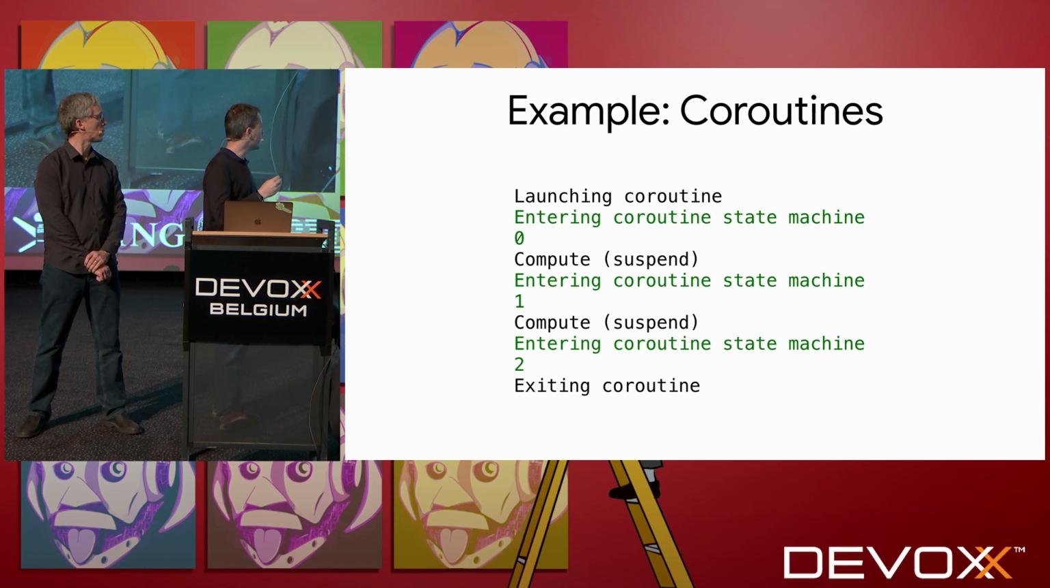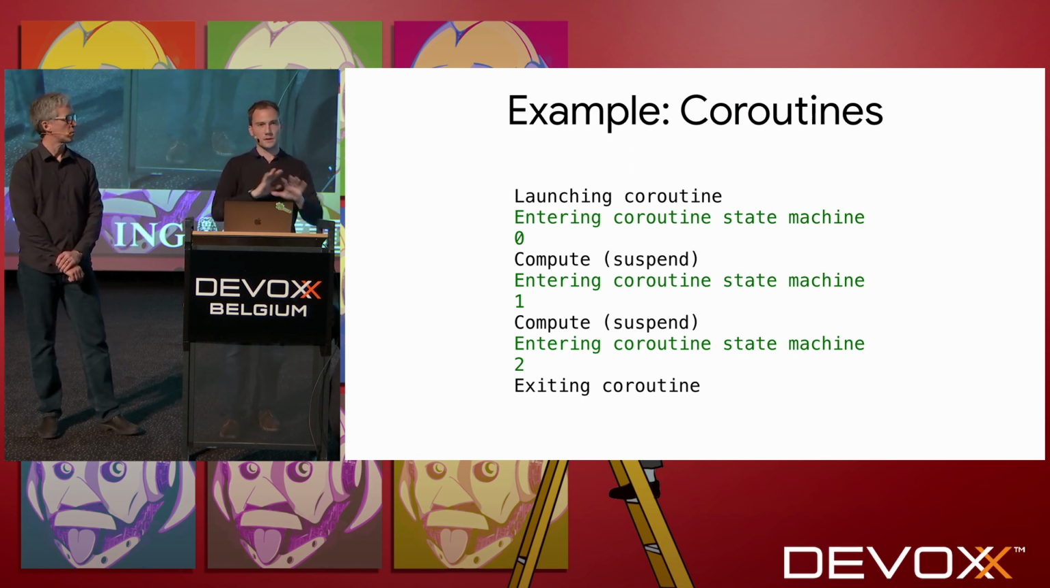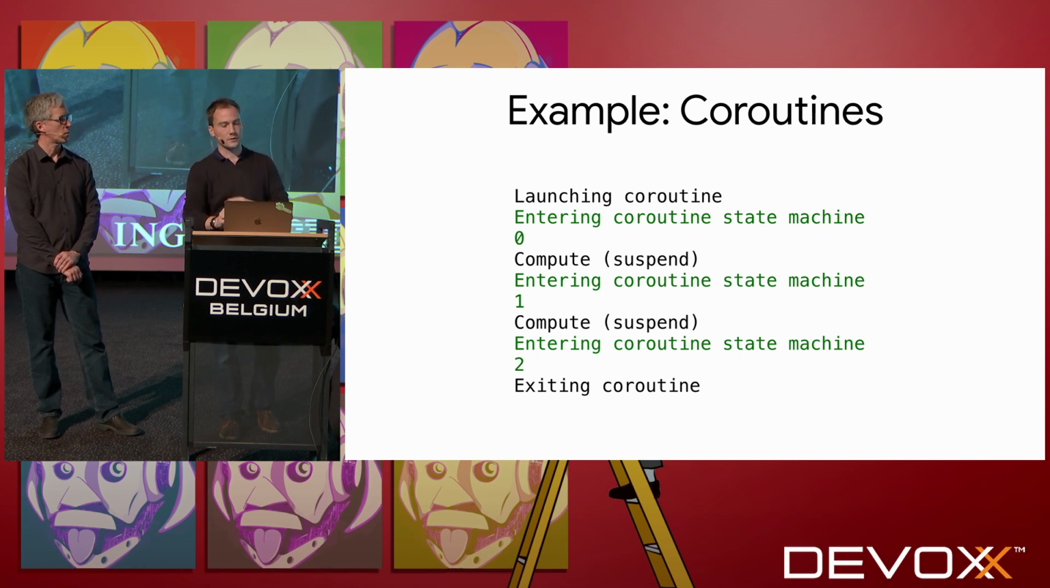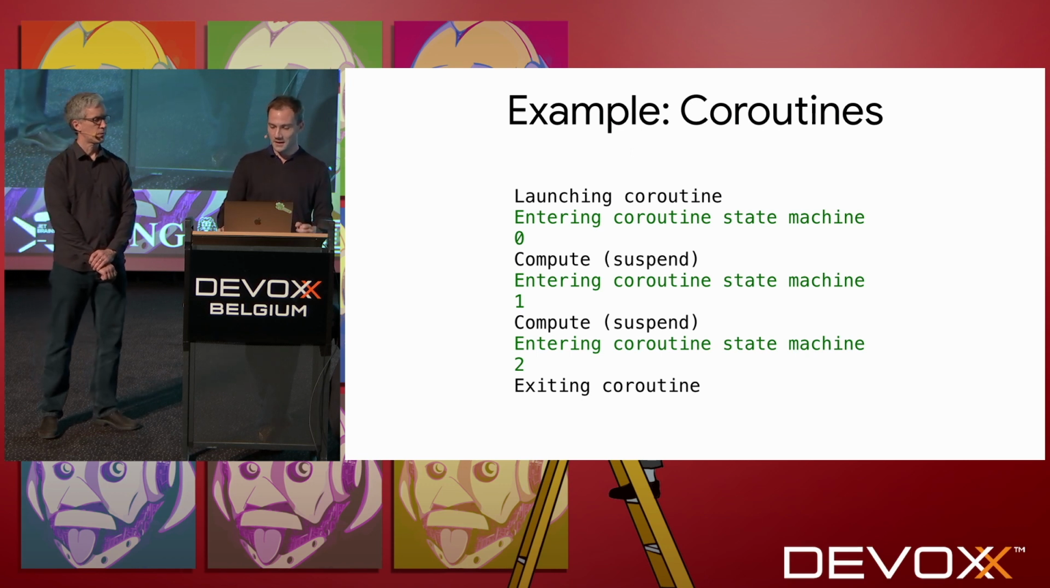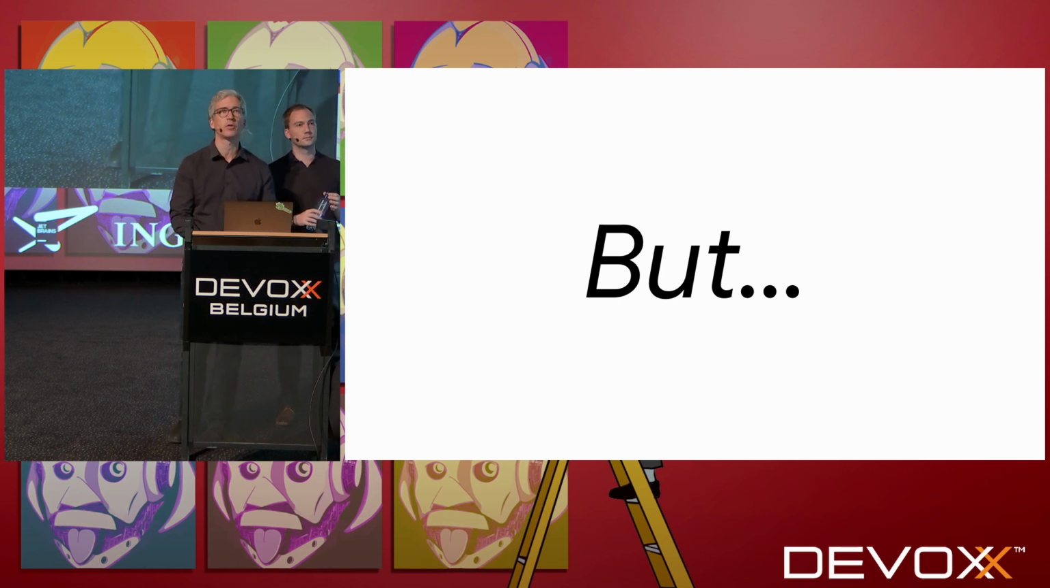So we launch the coroutine, we enter the state machine in state 0, we call the first suspend function, then we re-enter the state machine with state 1, we enter the second suspend function, and then we enter the state machine a third time, and finally we exit the coroutine. So again, not a big deal. Using coroutines is fantastic. It makes your code a lot easier to write and a lot easier to read, but it will generate a large amount of quite complicated code. So if for some reason you do care about the amount of code generated, you might want to think about launching coroutines.